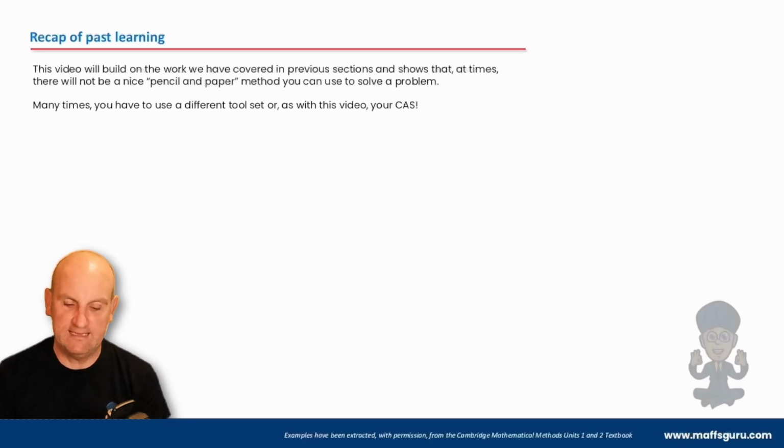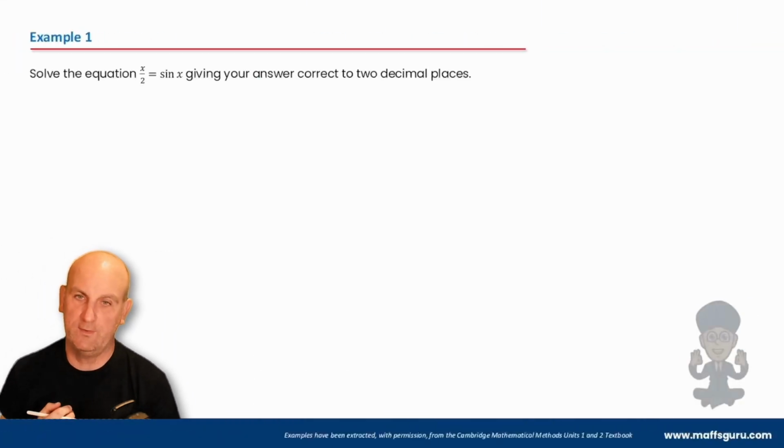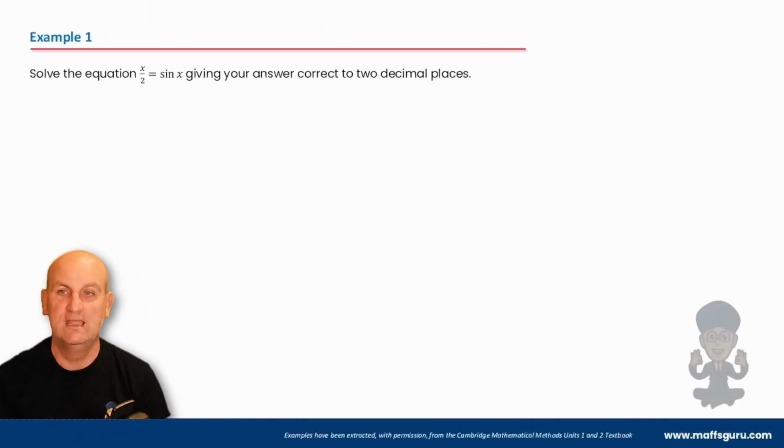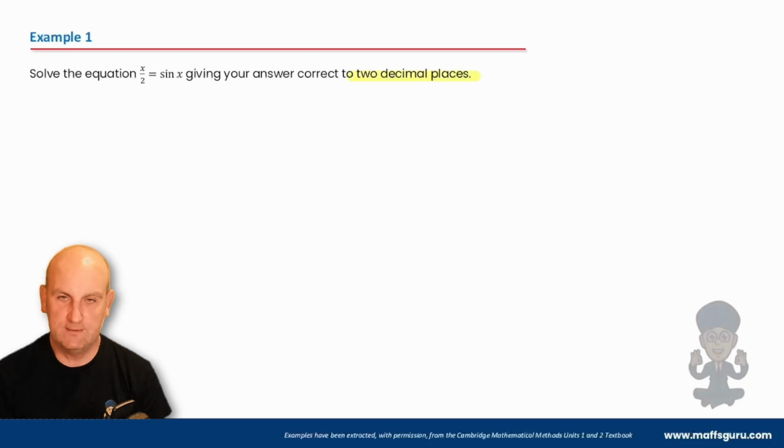Right, so let's see what we can do to use our CAS, and here is a great example. Solve the equation x on 2 equals sine x, giving your answer correct to two decimal places. The minute I see "correct to two decimal places", I'm like, oh yay, it's a CAS question. Why? Because how am I going to do things to two decimal places using pencil and paper?